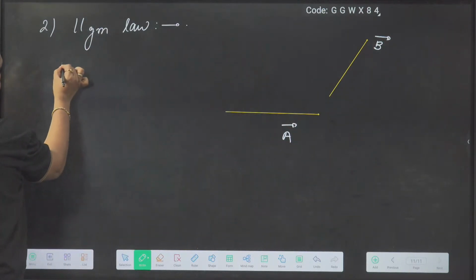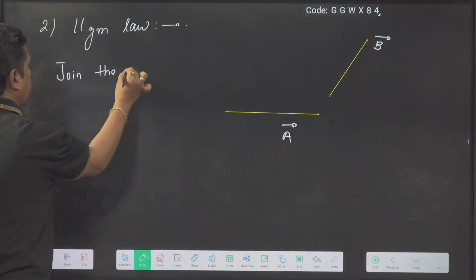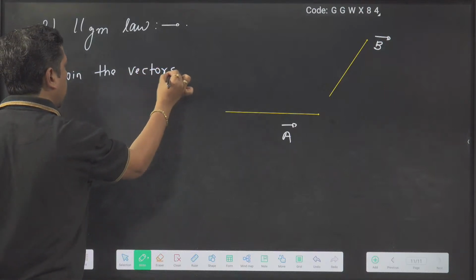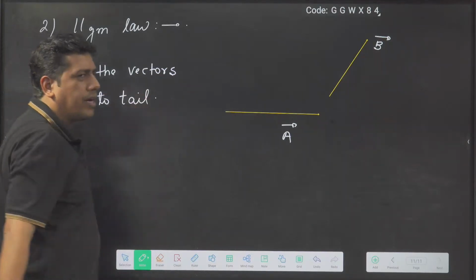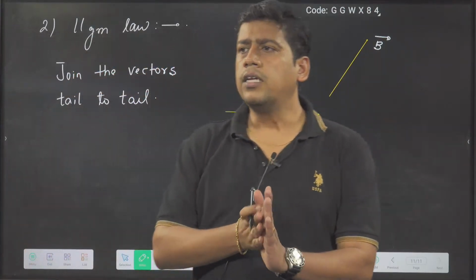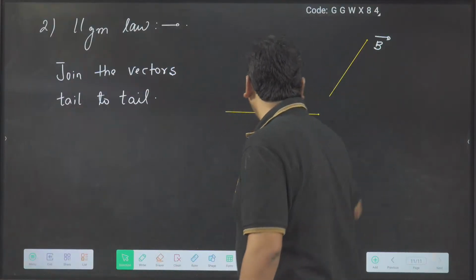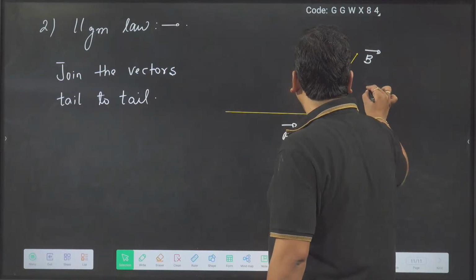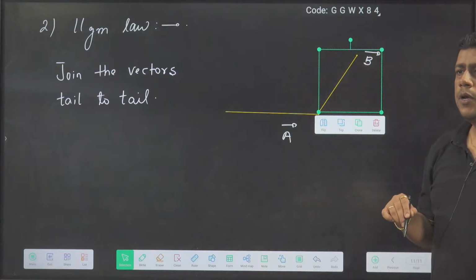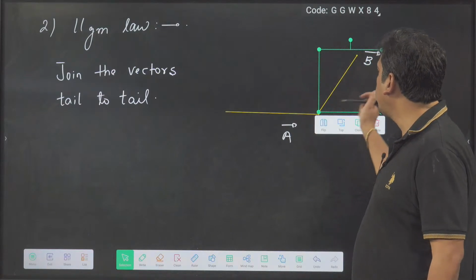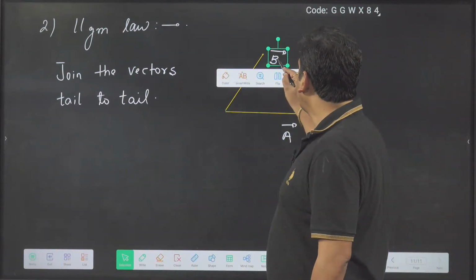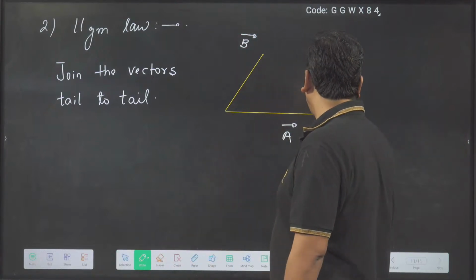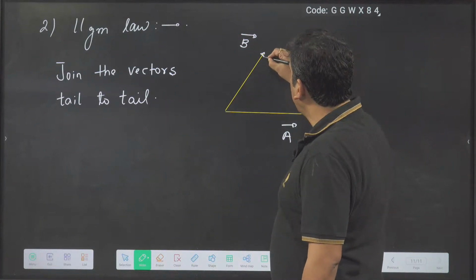So join the vectors tail to tail. You can join head to head also, but it's better you join tail to tail. Bring this B vector not here. Should I bring the B vector here? No, because if you bring the B vector here, then it will be head to tail. Bring the B vector here so that the tails are joined together.